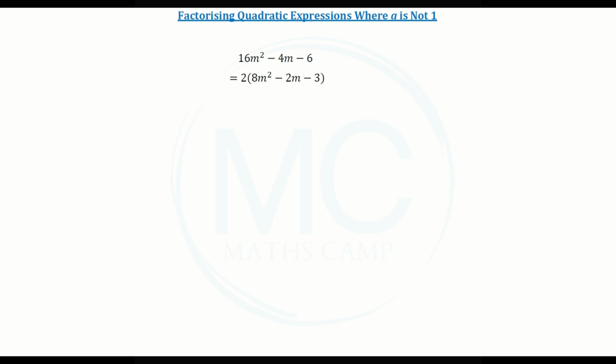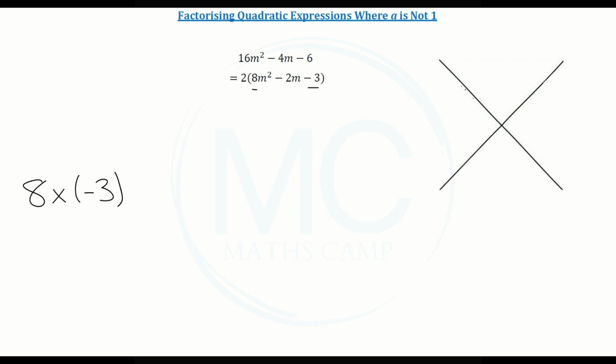Now that we've done this, we can factorize the quadratic within the bracket. So let's put down our big X. The coefficient of m squared is 8, and the constant is negative 3. So we say 8 multiplied by negative 3, and we get negative 24. Let's put this in up here. The coefficient of the middle term is negative 2, so we put negative 2 in here.